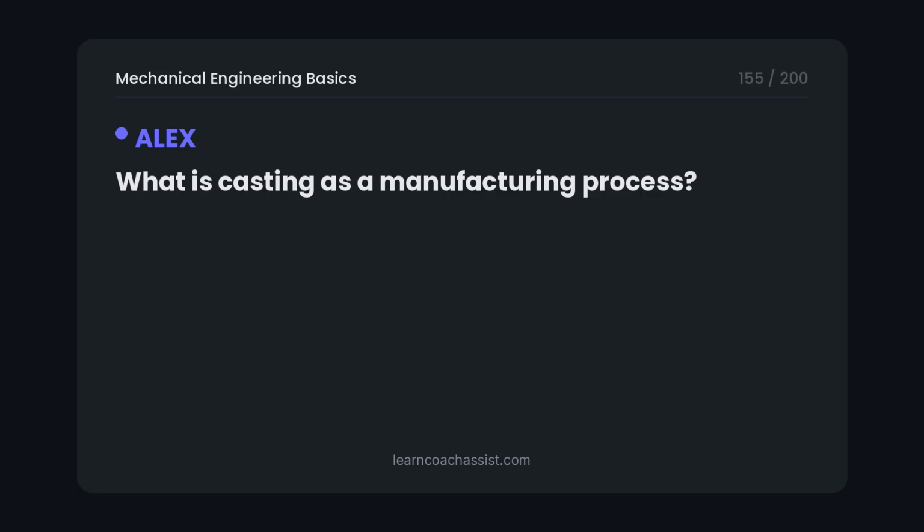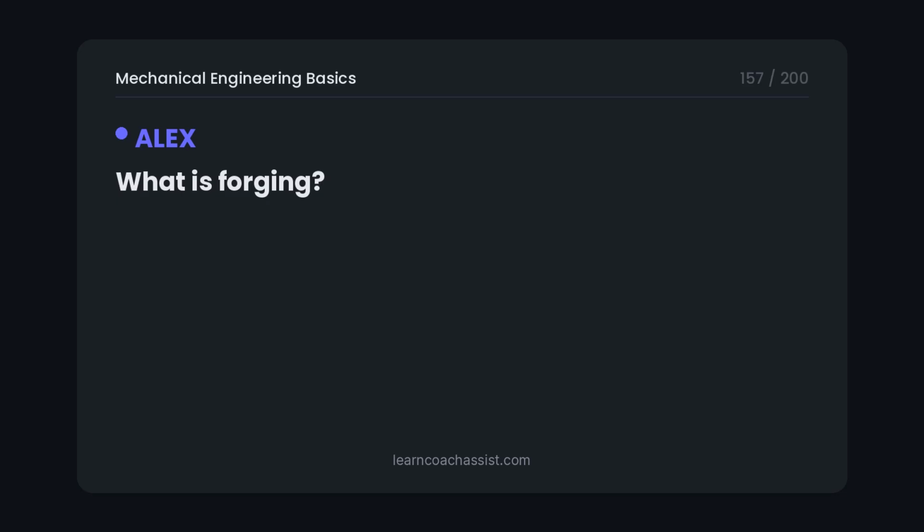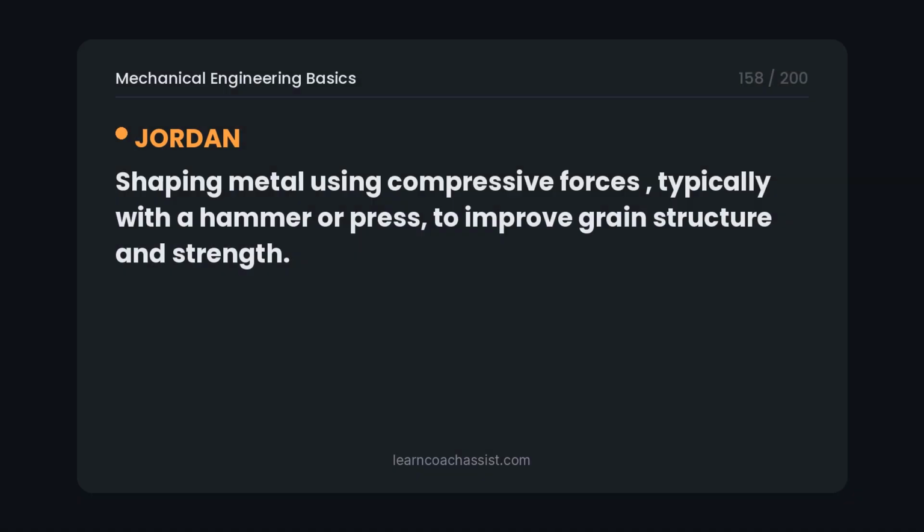What is casting as a manufacturing process? Pouring molten metal into a mold and allowing it to solidify into the desired shape. What is forging? Shaping metal using compressive forces, typically with a hammer or press, to improve grain structure and strength.